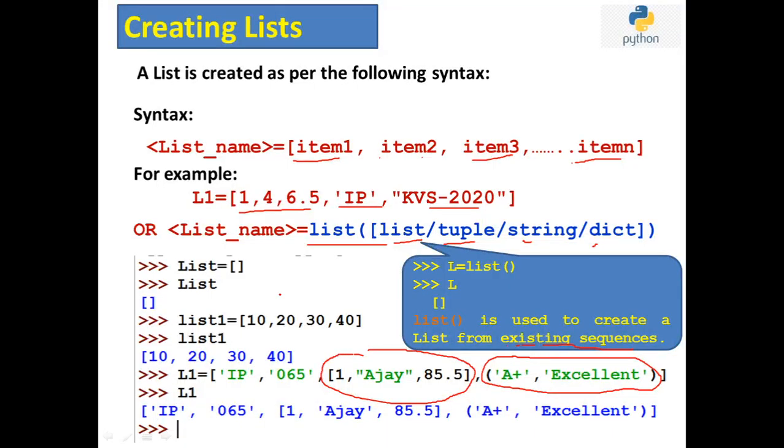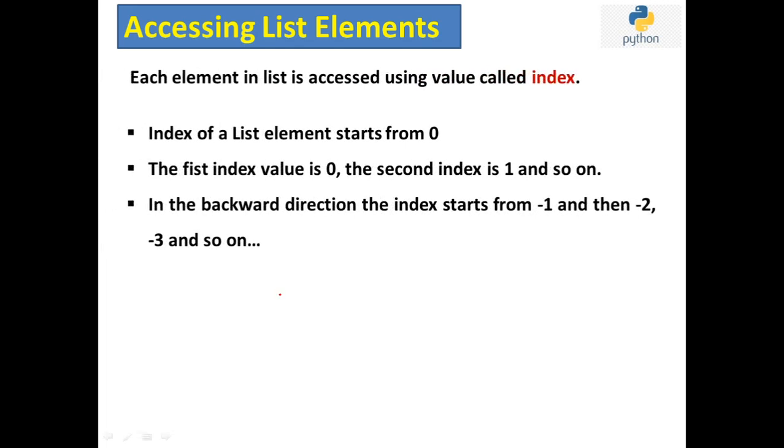Now, moving on to the next topic, accessing list elements. Let's see. We can access a list element using an index, similar to tuples or strings, but not with a dictionary. Dictionary maintains something separate, not an index. Actually, dictionary maintains keys. That is why it is unordered. No ordering is there.